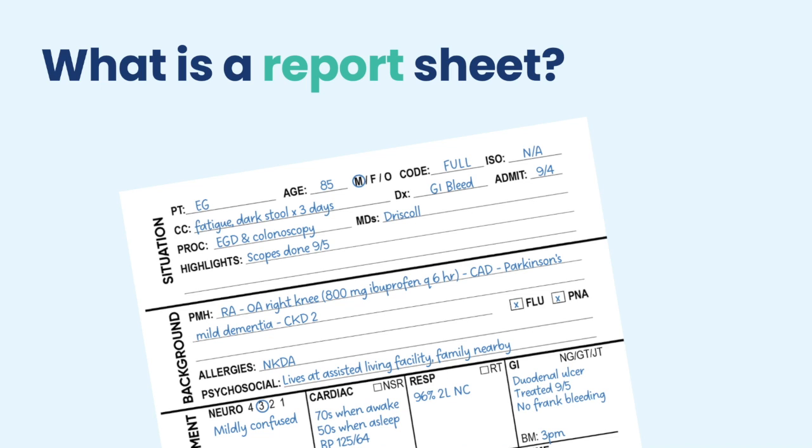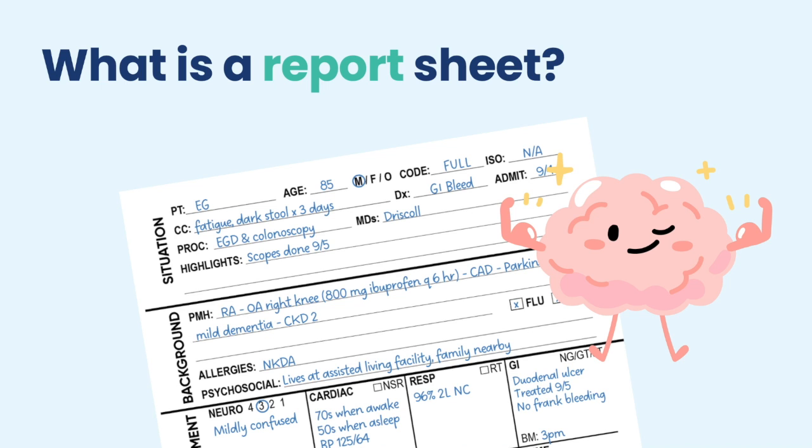So a report sheet is essentially the reference sheet that you use to keep track of your patient's most important information. And we call it a report sheet because you use this at the start of the shift when you get report from the offgoing nurse, and then you'll use it again at the end of your shift to give report. You may also hear it called a brain sheet.